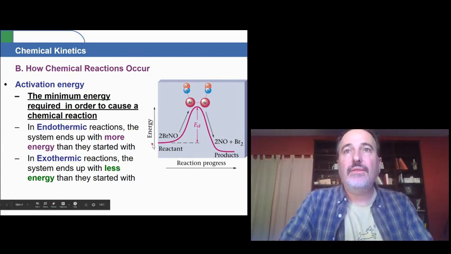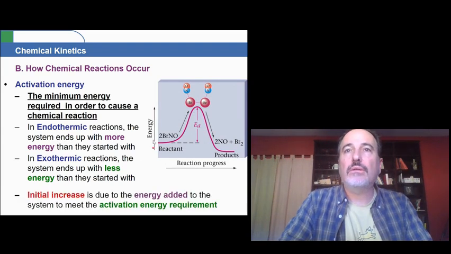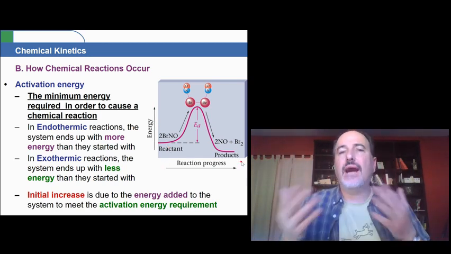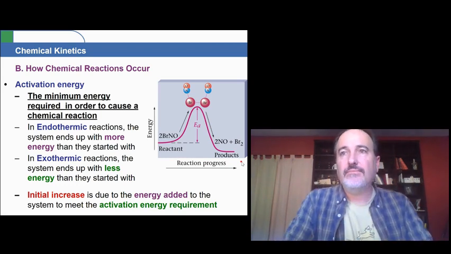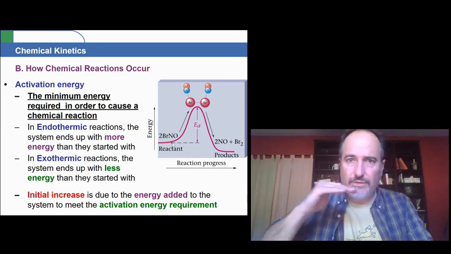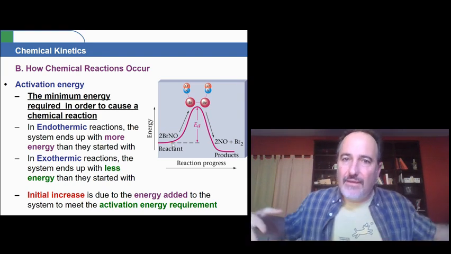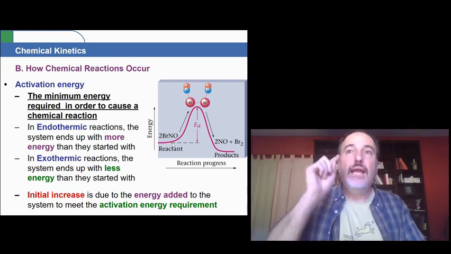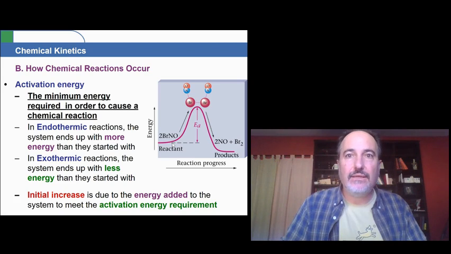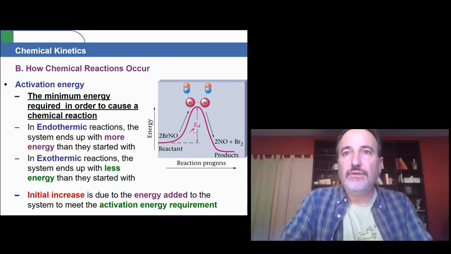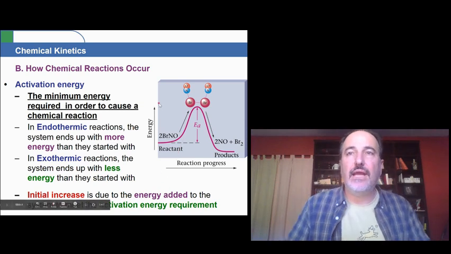Now, as you can see, the y-axis represents the total amount of energy in the system. And the x-axis basically represents time as the reaction progresses. So, a system will have a certain amount of energy, whatever its baseline energy, but every reaction needs to have energy added to it in order for it to react. All right? And this initial increase going up, that is the energy added to meet the activation energy requirement.